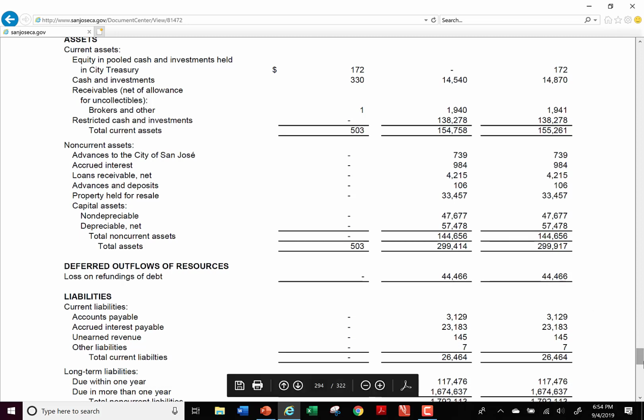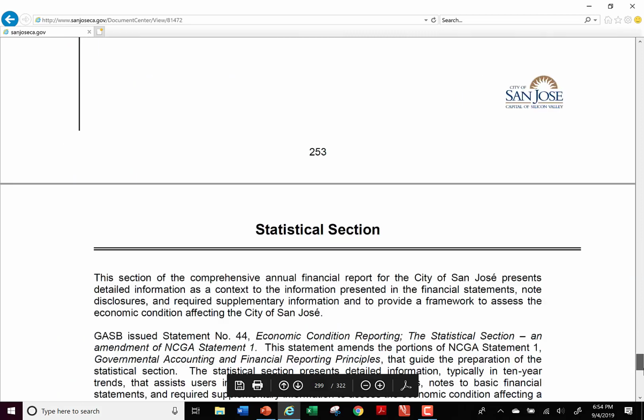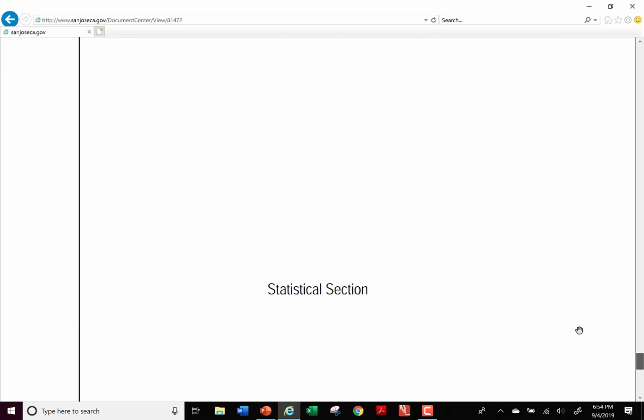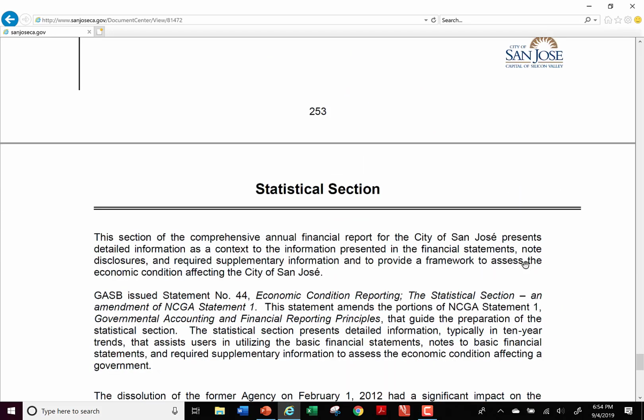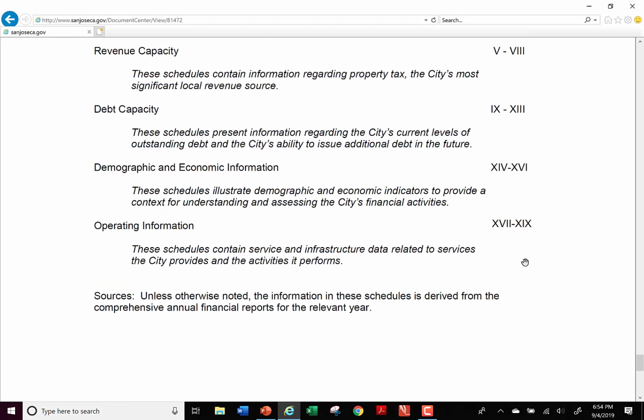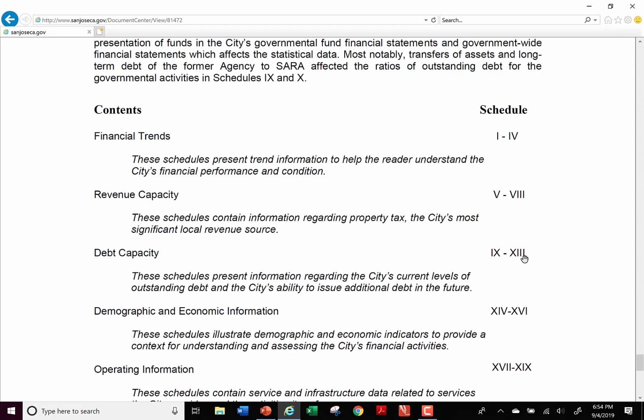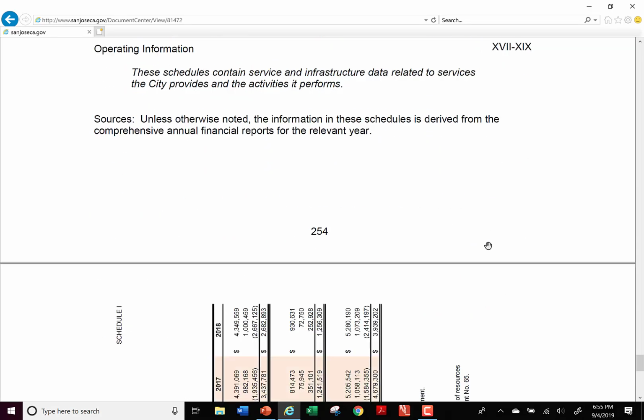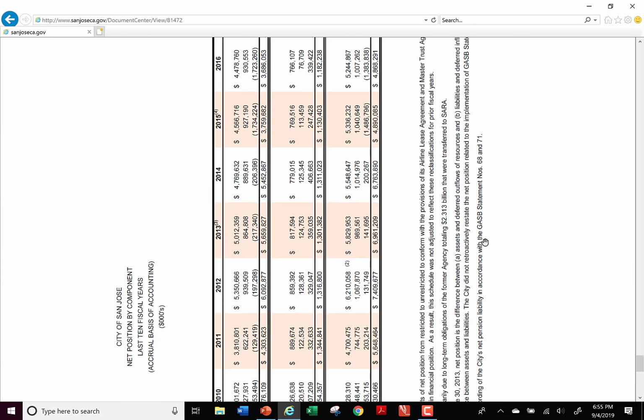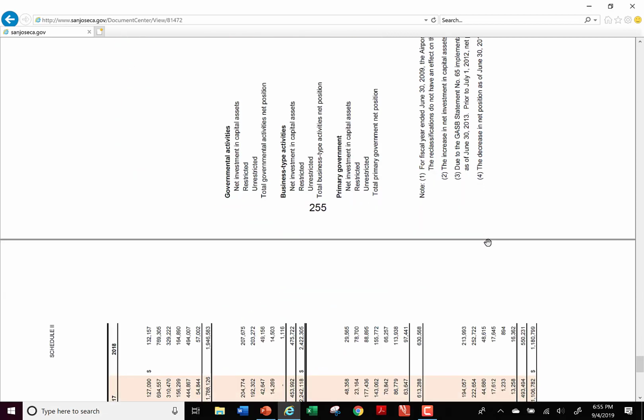Okay, but I'm trying to find the statistical section. What did you say, 399? 299, there it is, statistical section. And it has everything you ever wanted to know about this government or afraid to ask. Trends, debt capacity, blah, blah, year after year after year.